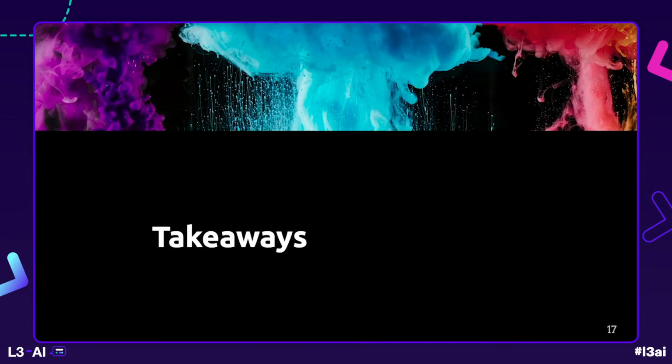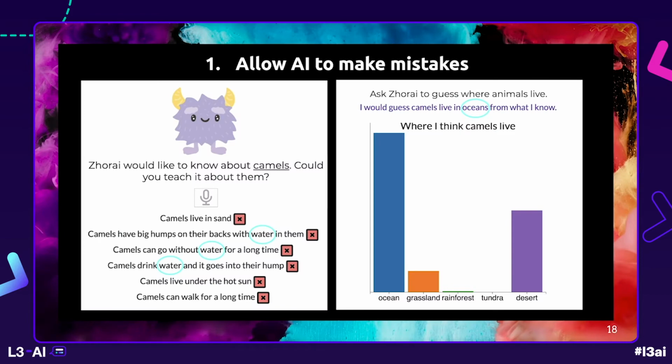And so we ended up doing a pilot study with 14 3rd to 5th grade students and came up with a few key takeaways. The first is that by allowing the agent actually to make mistakes, students learned about the reality of AI, that it's not perfect and it's only as good as the data that it learns from. And it also piqued their curiosity.